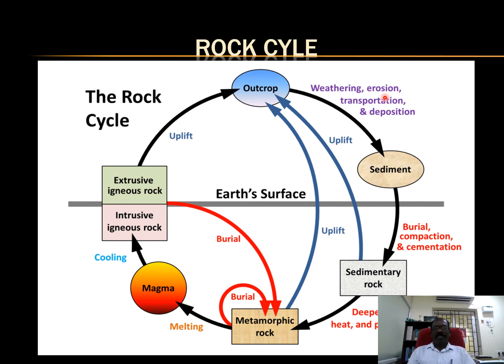Then let us see about the rock cycle. How these rocks are converted from one to another. See, igneous rocks. The igneous rocks are formed in two ways. One is intrusive, the other is extrusive. The intrusive rocks are formed inside the earth, under the crust.